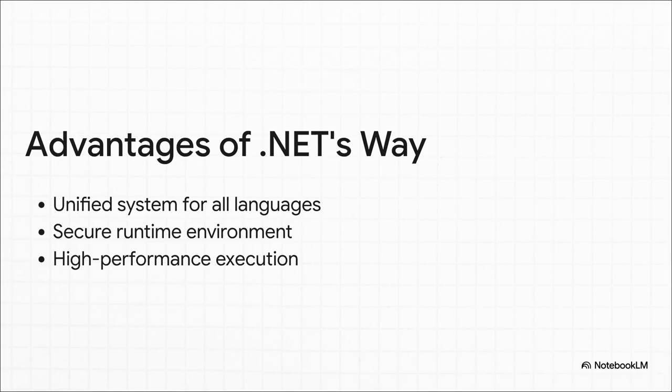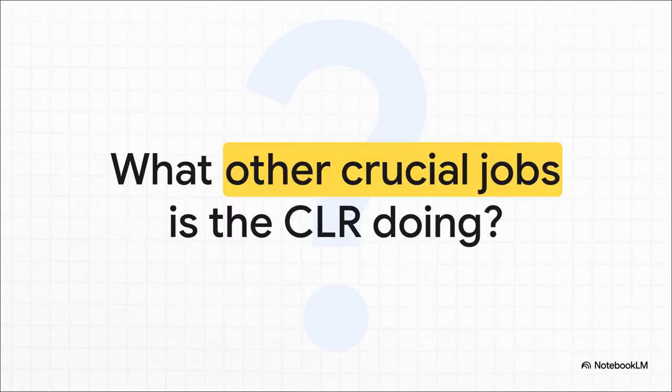So when you add it all up, the advantages of doing things the .NET way become crystal clear. You get this awesome, unified system where tons of different languages can all play together nicely. They all run inside this super secure environment that the CLR manages. And because that final translation happens just in time, the code is highly optimized for the exact machine it's running on, which means you get really high performance. So we've seen that the CLR is basically the engine, the translator, and the security guard for every .NET app. It is truly the unsung hero of this entire framework.